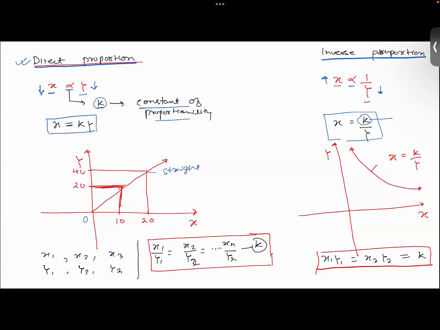Always remember this. And in the case of inverse proportion, you will be getting a curved line. So these will help you in future classes. Let's solve a few questions then. Just a few questions, then I will conclude the chapter, and we will begin the new chapter today.